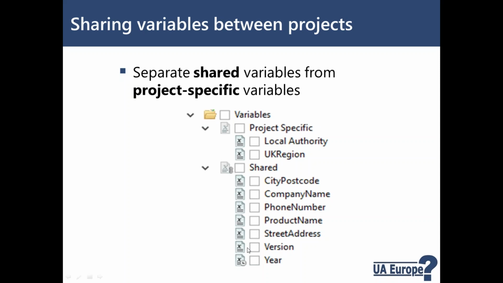Now you may say, okay, I can see why company name and phone number and postcode are in the shared variables, but what about product name and version? Wouldn't that need to be different in each project? Aren't you going to be talking about different products and different versions in each of my projects? And yes, that's true. The reason I've put them in my shared variable set is to remind me that I always need to have a product name. I always need to have a version. So I put it in my shared variables, which automatically gives any project I create a product name variable.